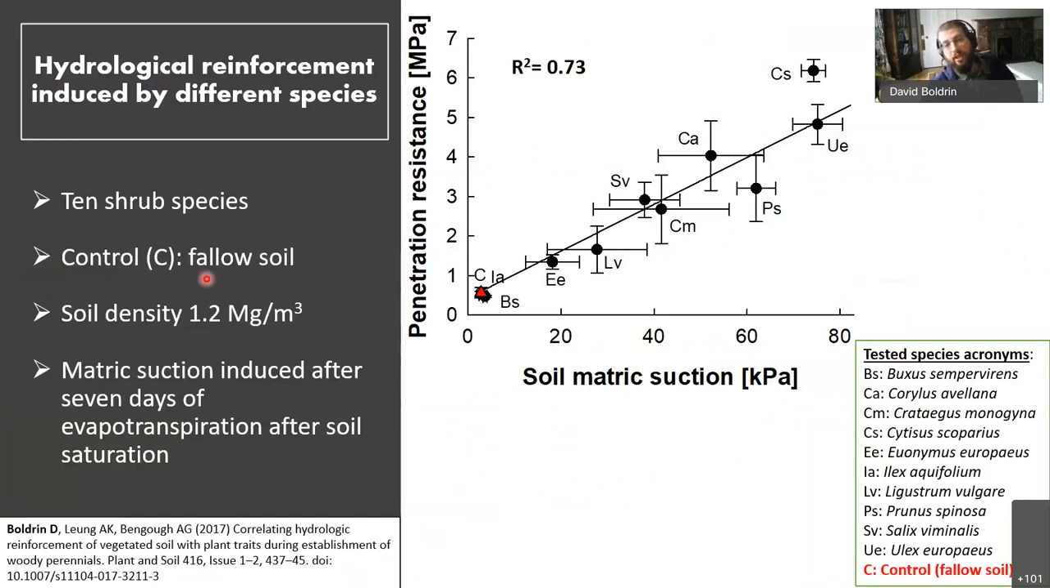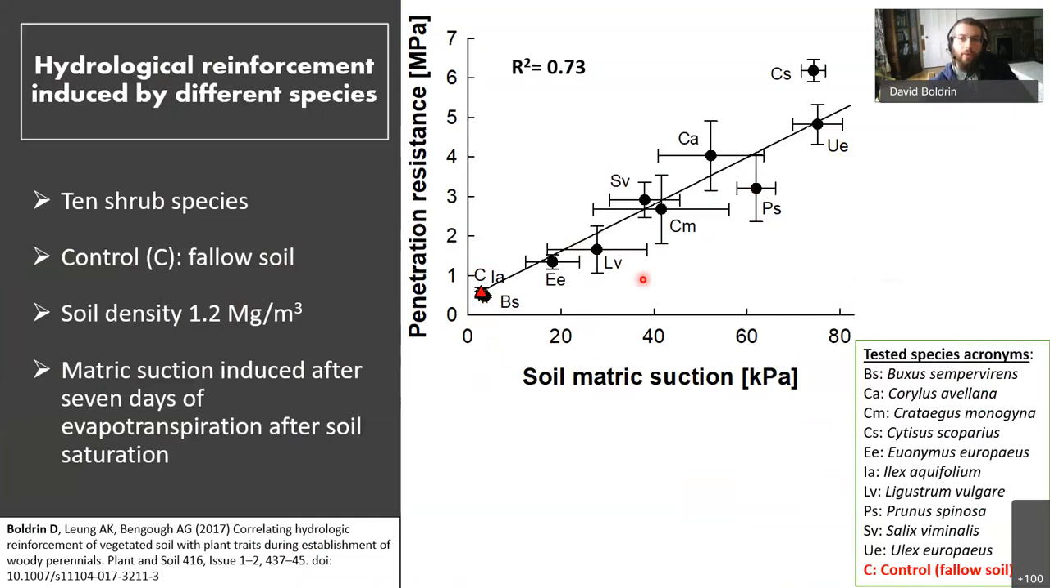So initially, we start in a glasshouse controlled environment where we grow 10 woody species in pots. And here you can see a strong and significant correlation between soil matric suction and penetration resistance, so soil strength. And this correlation highlights the effectiveness of hydrological reinforcement induced by different species with different transpiration rates. And these values were recorded after 1 week from soil saturation, so after 1 week of evapotranspiration. And here the red triangle represents the value recorded in fallow control soil, so soil without plants.